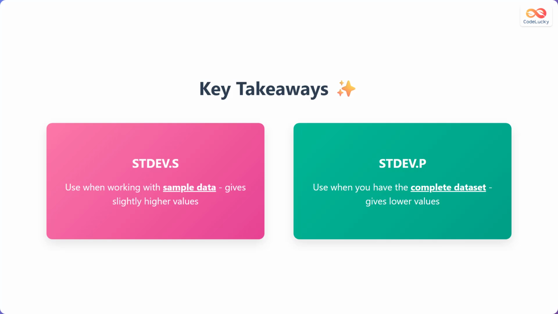Here are the key takeaways to remember. Use the STDEV.S function when working with sample data, as it provides slightly higher values. Use the STDEV.P function when you have the complete dataset, as it provides lower values.